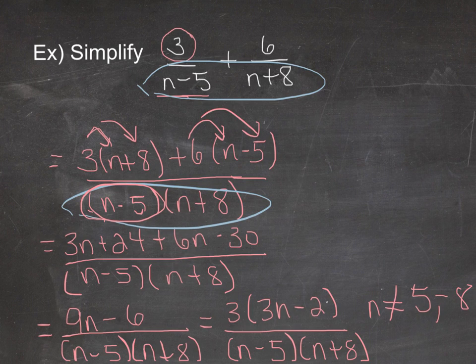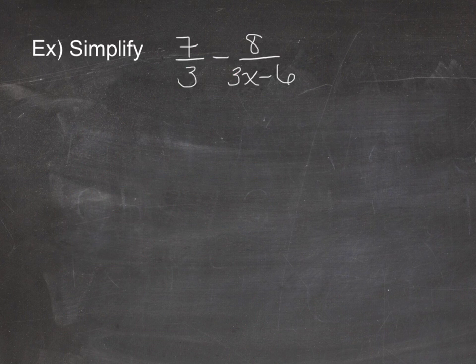Okay, let's see another example. So this one I have 7 over 3 minus 8 over 3x minus 6. So the first thing I want to do is factor. So always, when you're simplifying rational expressions, always think factoring. Or in any case, whenever you see any polynomials, the best thing to do is to factor. So I see that I can factor this 3x minus 6, so I'll leave 7 over 3 the same. And then I have minus 8 over, factor out a 3, times x minus 2.